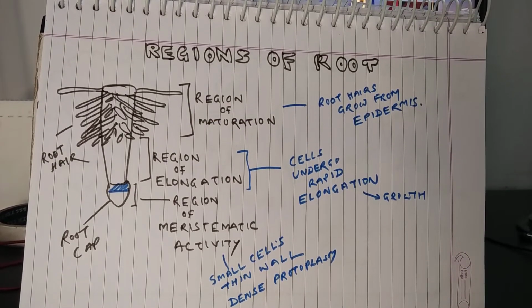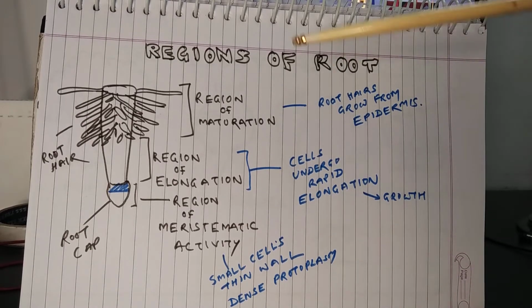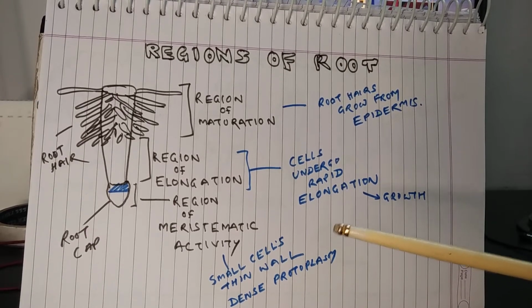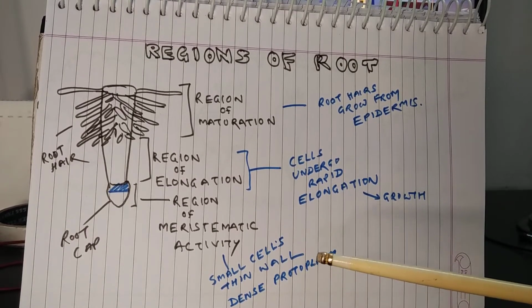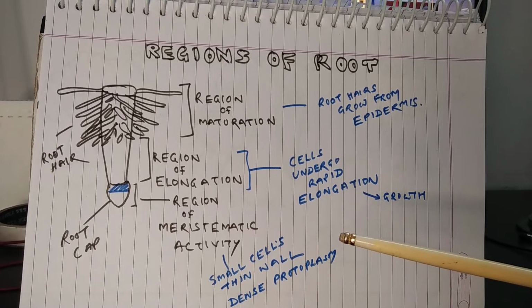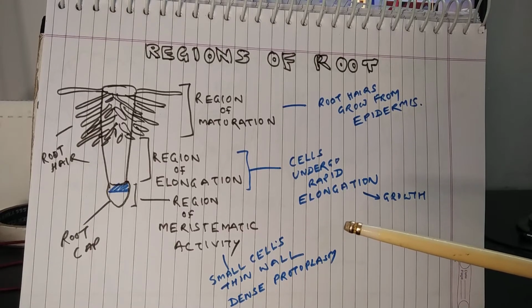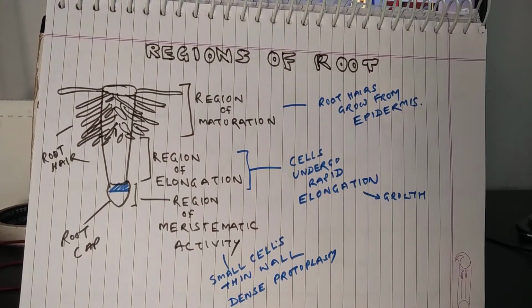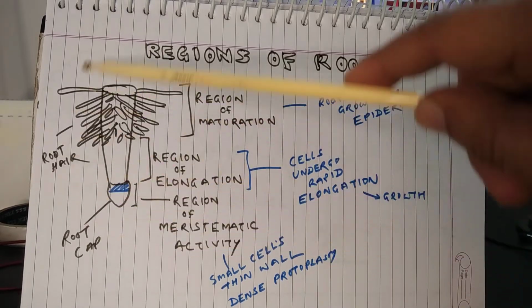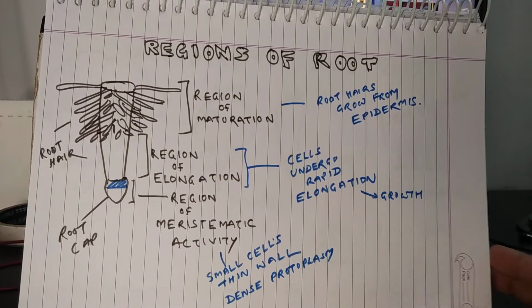In case of region of elongation, the cells undergo rapid elongation, which results in longitudinal growth of roots. And the third one is region of maturation, where the cells or the tissues have undergone differentiation, they have become specialized, and in this case, the cells of the epidermis have root hairs as shown in this structure. So these are the three regions: the region of maturation, region of elongation, region of meristematic activity. This is root cap and these are root hairs.